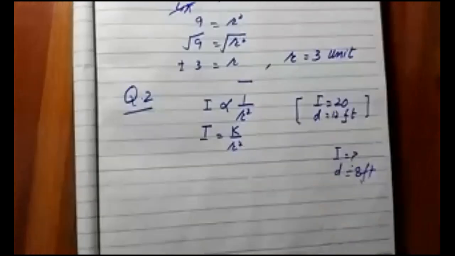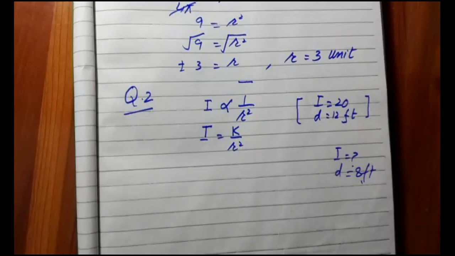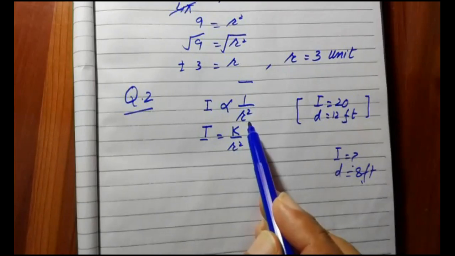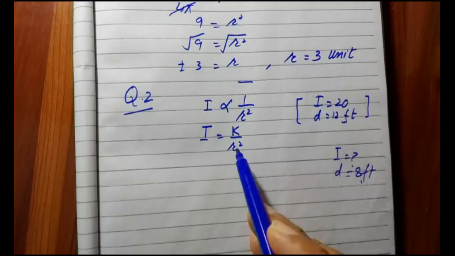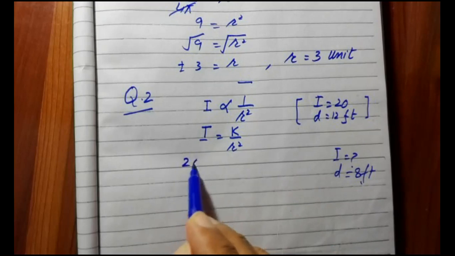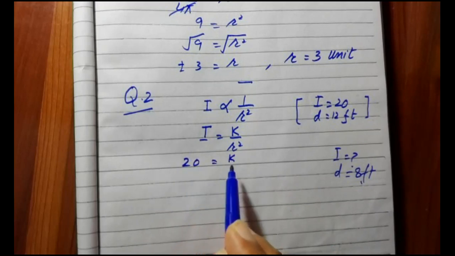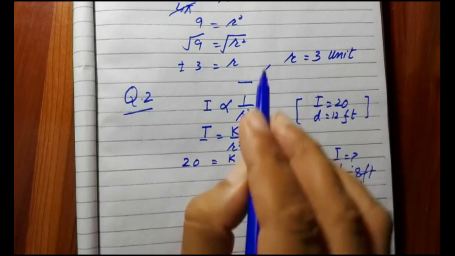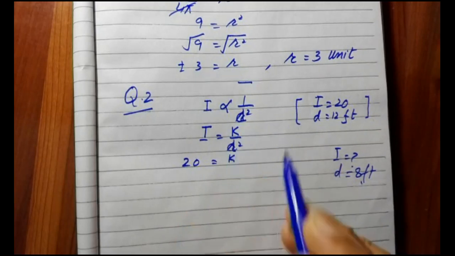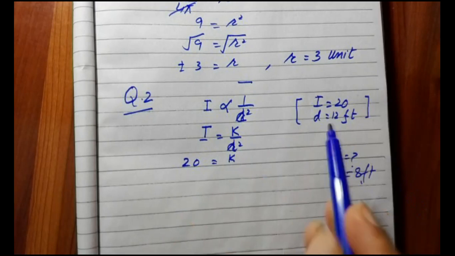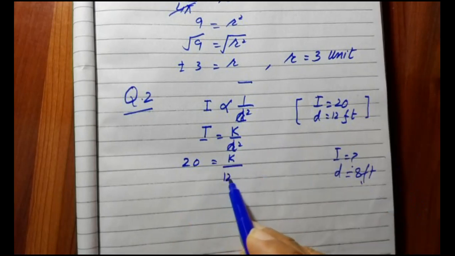I and r square inversely are related, and we are provided a set of values I and d to find the value of k first. So substitute the value of I, that is 20 is equals to k over d square. The question was related to d; in fact, I have written r, it should be d square. So you will substitute the value of d, that is 12 square.